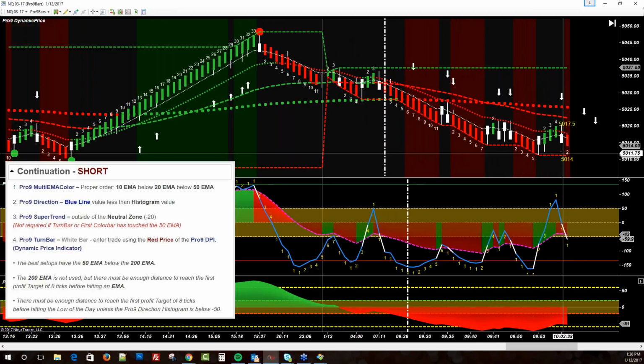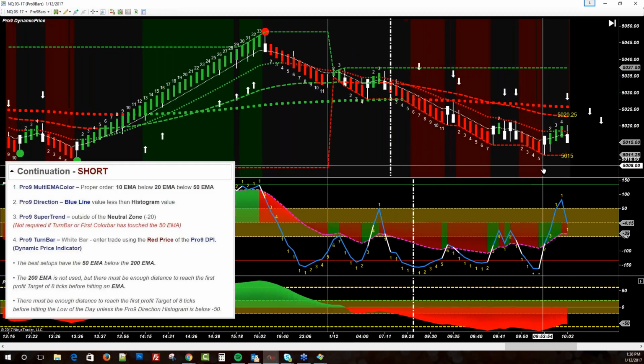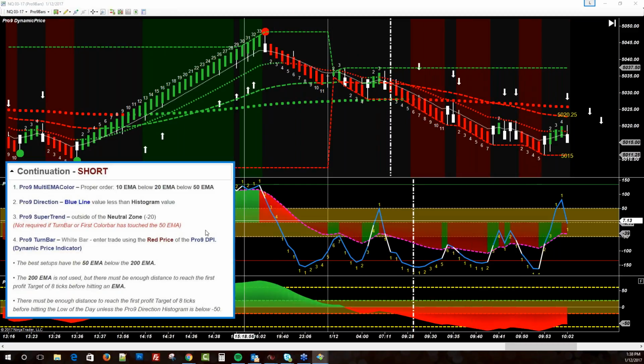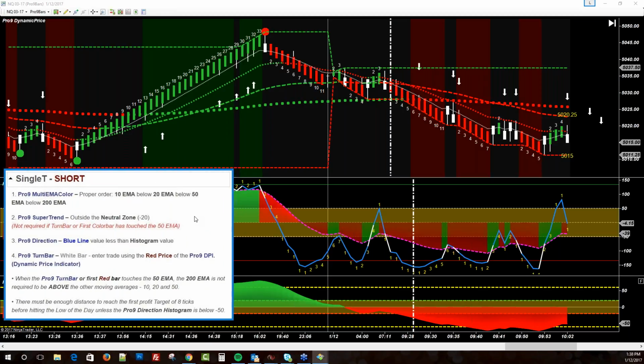And now it looks like the price is going to reverse a little bit. We did have a single T set up here. So this will be a good time to go over the differences between the continuation and single T. As you may have noticed, they are very similar in their rules, except the single T by default requires all 4 of our EMAs to be in the correct order. So in this case, we need the 10 below the 20, below the 50, below the 200, which these are all in the correct order.